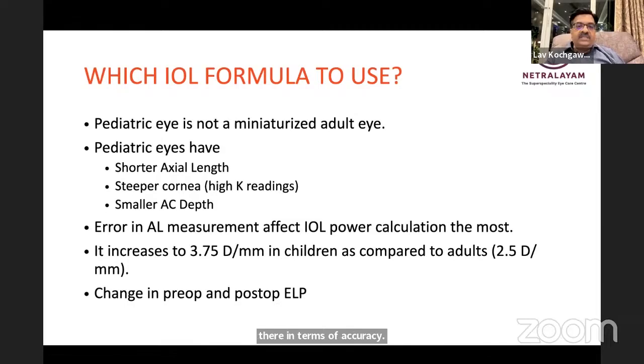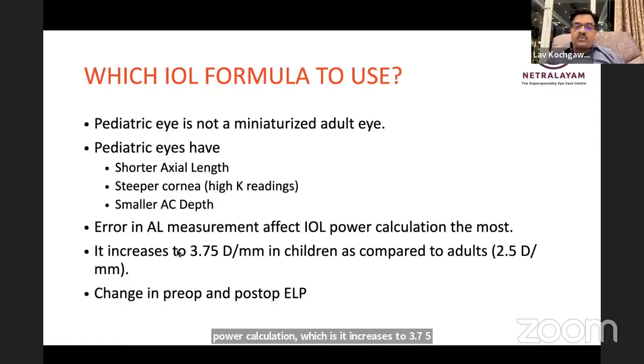The reason is that these are shorter length eyeballs, with steeper cornea and higher K readings, and the K reading, especially in the first 2 years, changes very fast. There is also a smaller AC depth. So error in axial length can affect IOL power calculation, which increases to 3.75 diopters per millimeter of error, as compared to 2.5 diopters in adults.